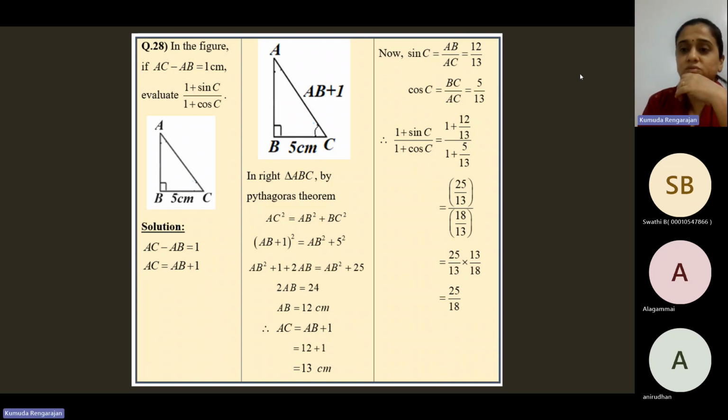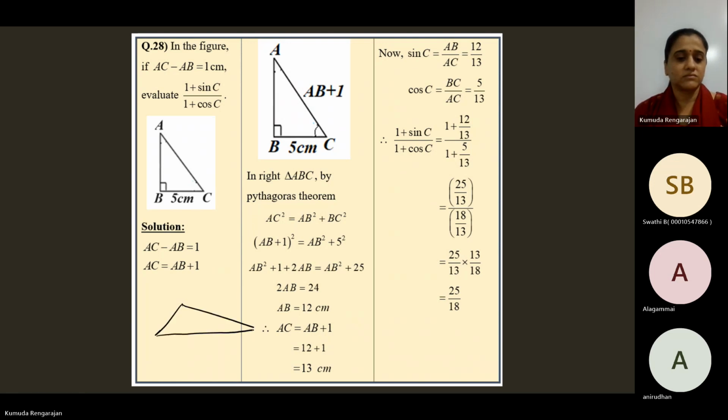Tell me Pythagoras theorem for this triangle. Tell me correctly. Which is the hypotenuse? PR? No. Where's the right angle? Which is the side opposite to the right angle? That's the hypotenuse. The other two sides are called the legs.